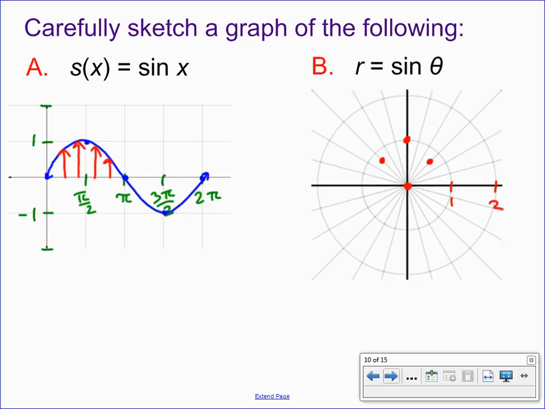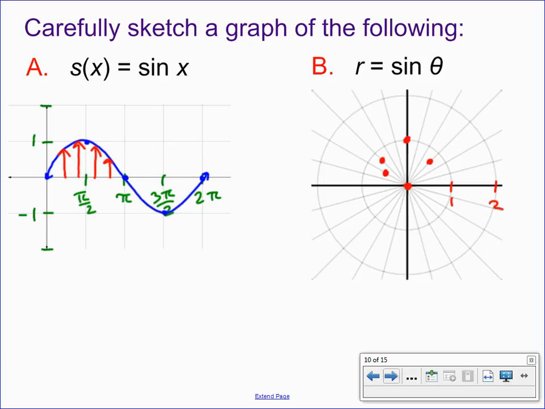Continuing on, maybe we need some more. Do we need another one like 5 pi over 6? At 5 pi over 6, the value of sine of 5 pi over 6 is 1/2. So in the 5 pi over 6 direction, I need to go half. That's halfway to the tick mark, halfway to that radius of 1. You guys see that? That'll be like right here.